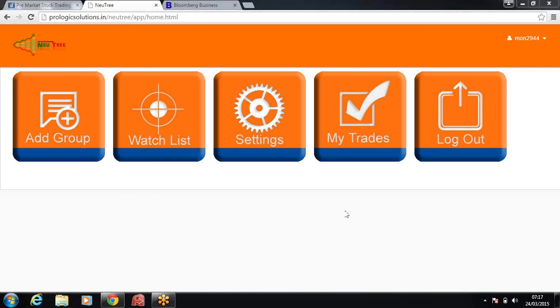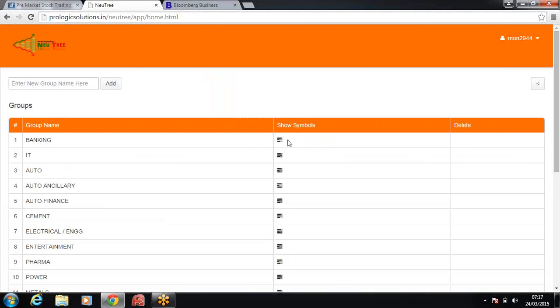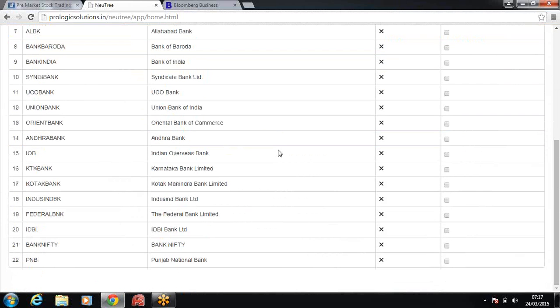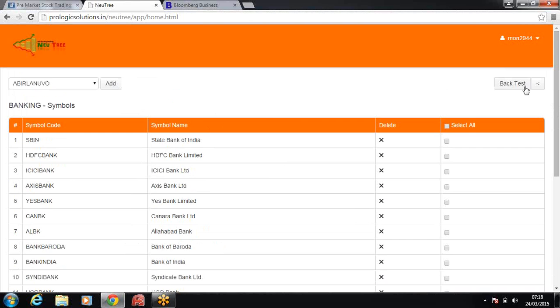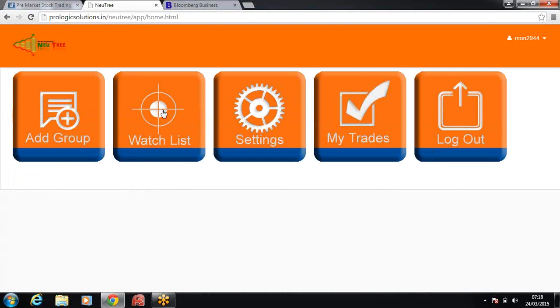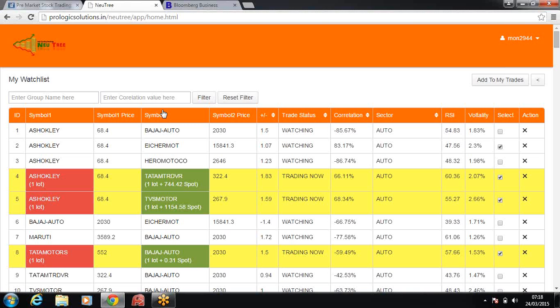So here we have the icons. I've already added the groups. You don't have to do it again. So we have this banking group around 22 scripts. Now, I'll just go into the watch list. You just click on the watch list button, you'll get the watch list.